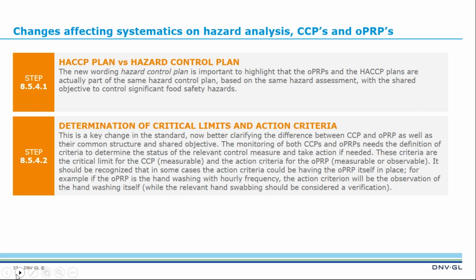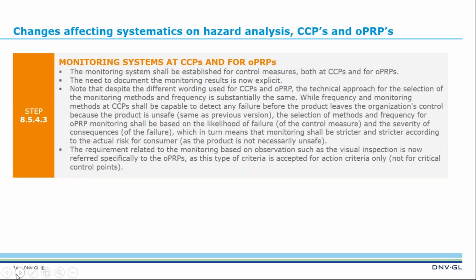And in clause 8.5.4.2, the determination of the critical limits and action criteria. This is actually the key change in ISO 22000 compared to HACCP, where it better clarifies the differences between CCP and OPRP, and the monitoring system of the CCP and also OPRP. In your HACCP standard implementation, you do not have an OPRP. In the previous version of ISO 22000, there was a lot of confusion between CCP and OPRP and how they should be monitored. Now this is further clarified, and hopefully it will provide a better understanding to the organizations implementing ISO 22000.